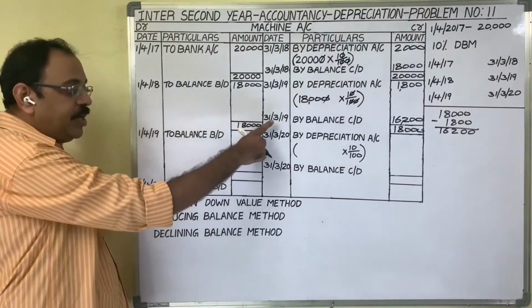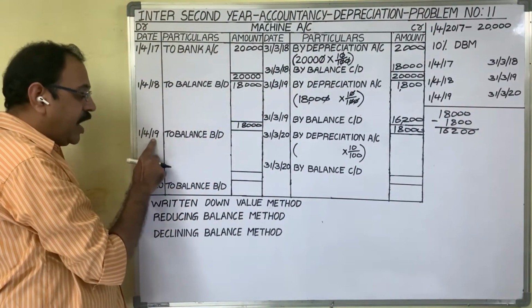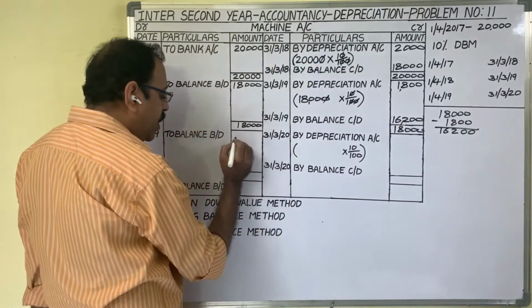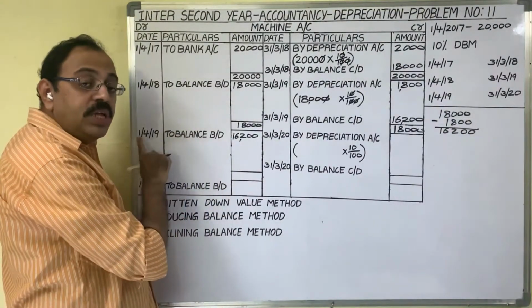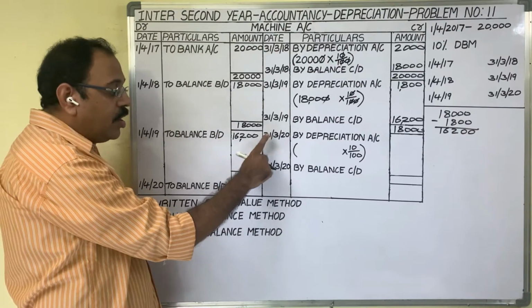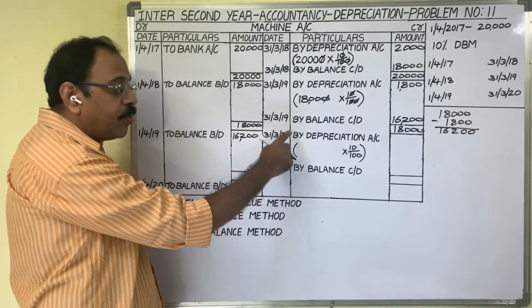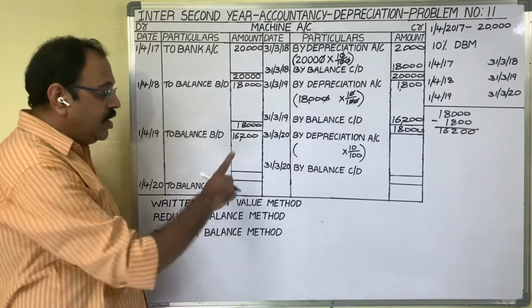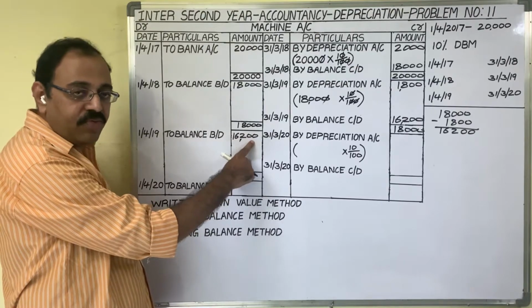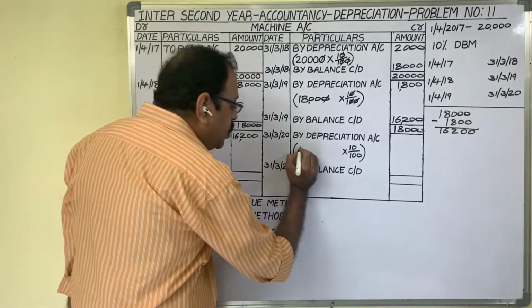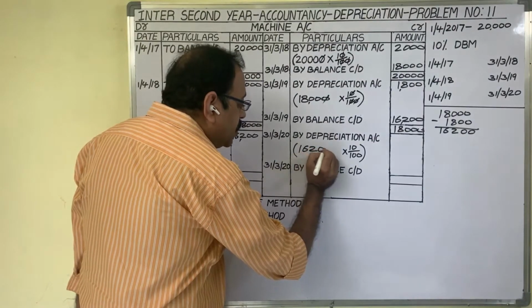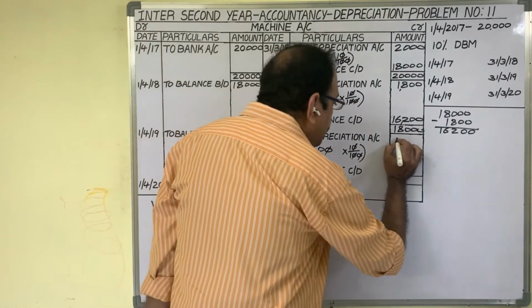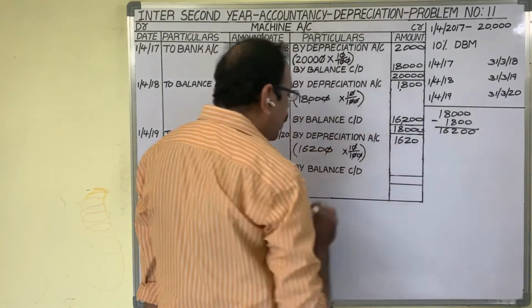Now come to third year. Date is the next immediate date of this date, 1st April 19, bring the balance. Balance brought down 16,200. In third year, we use that asset till the end, no? So on 31st March 20, we should provide the depreciation. For third year, how much is the opening balance of the asset? 16,200. Therefore, on that value, we should calculate depreciation 10%. Depreciation for third year is 1620.